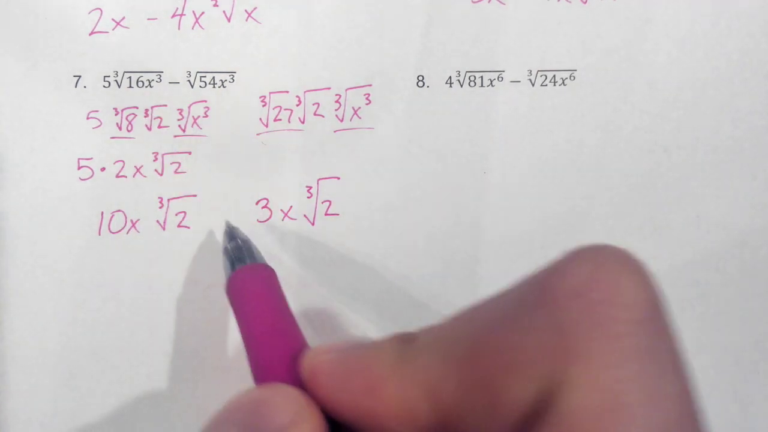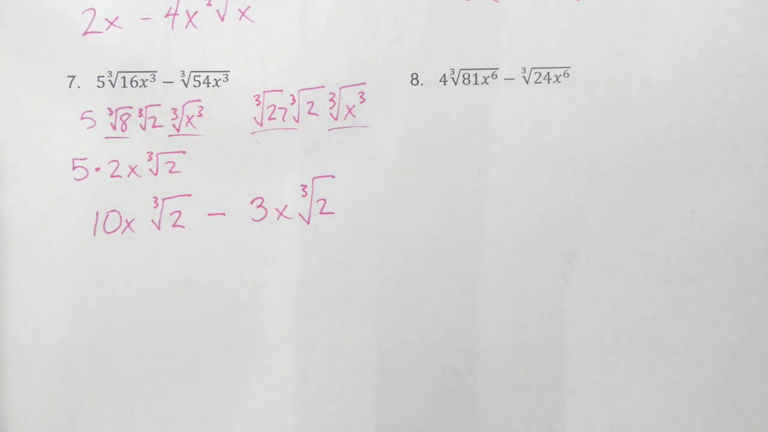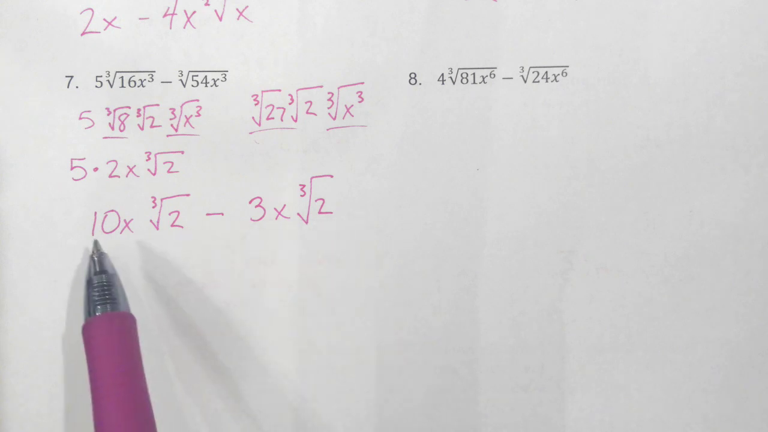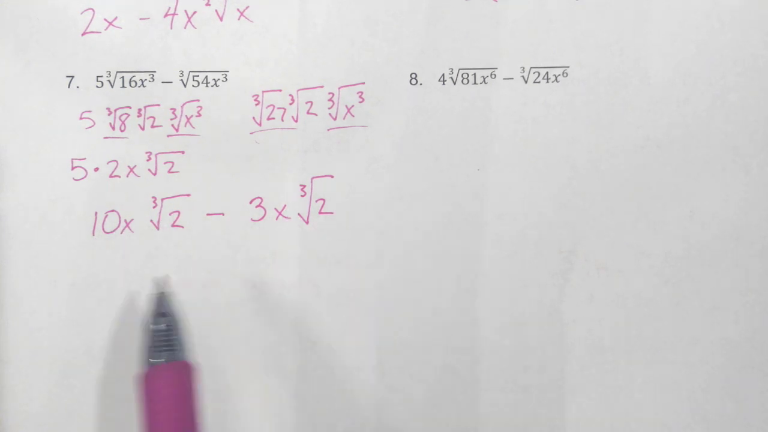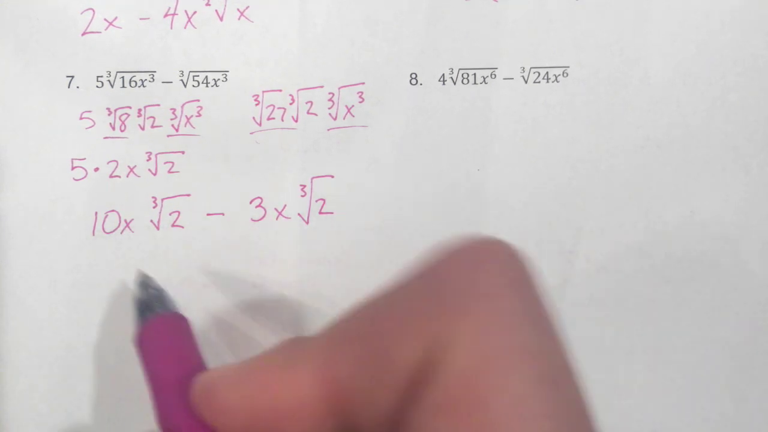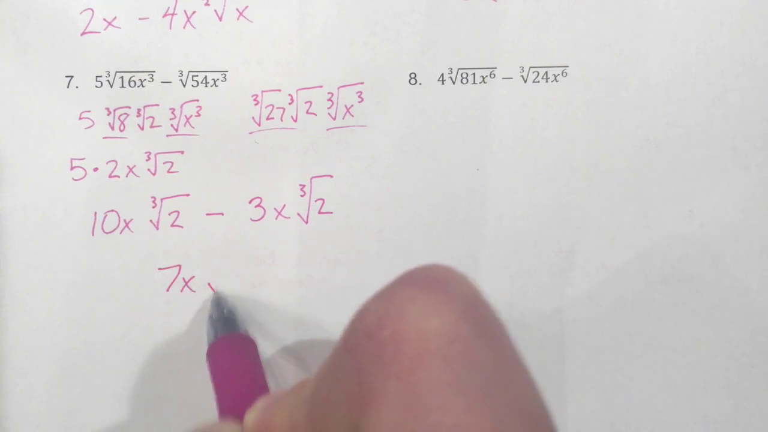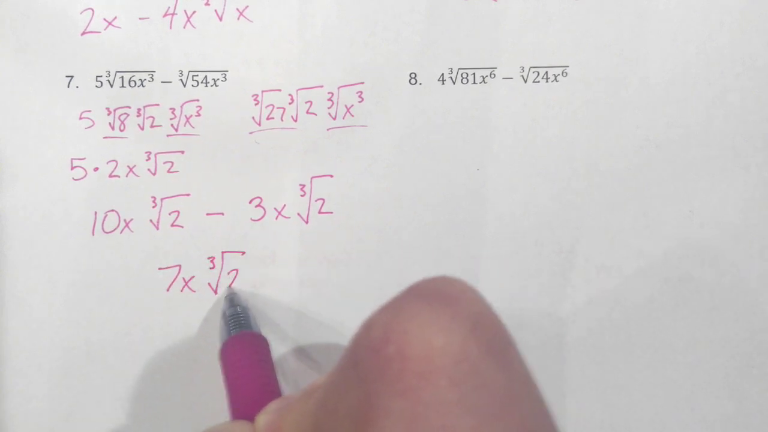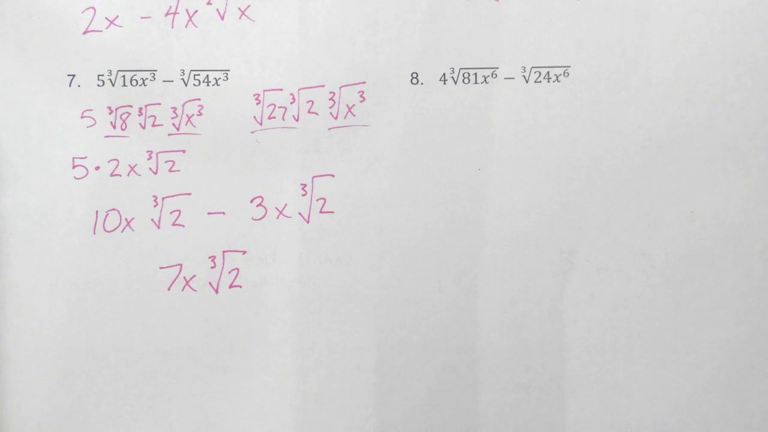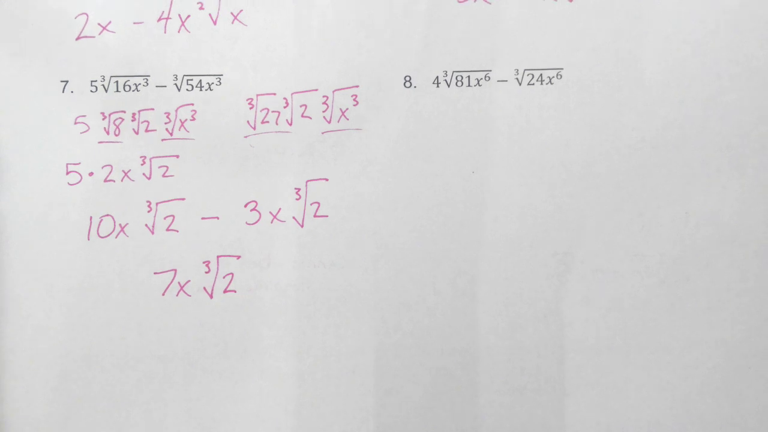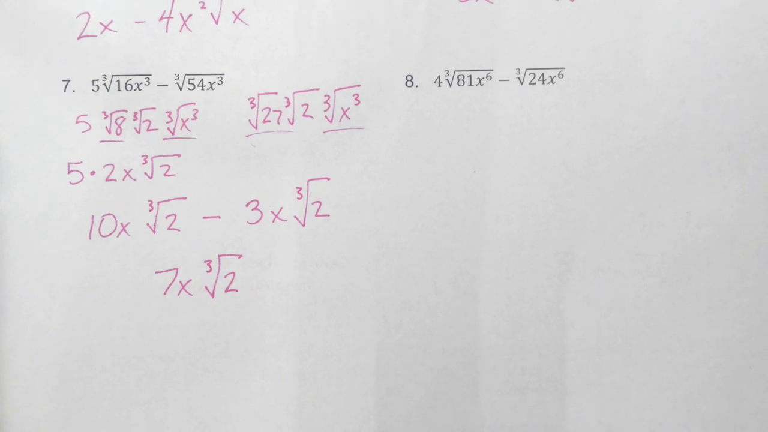There was a minus sign, so I need the minus sign in between the two problems. Are these like terms? Yes, they're both cube roots of 2, so I'm able to put those together. 10x minus 3x is 7x. So 7x cube roots of 2. And that's as hard as it's going to get. That's the toughest type of problem you'll see.